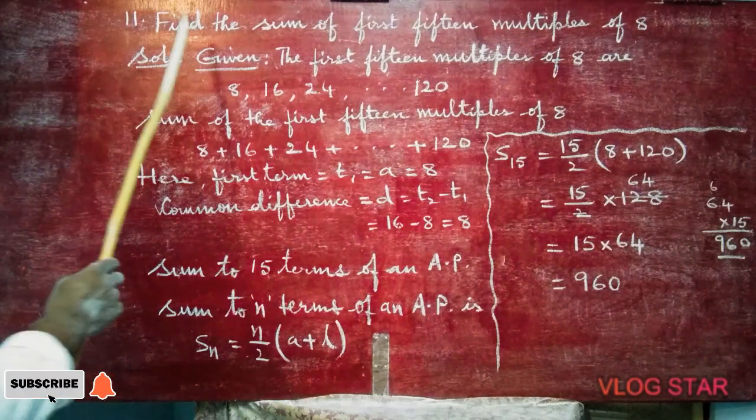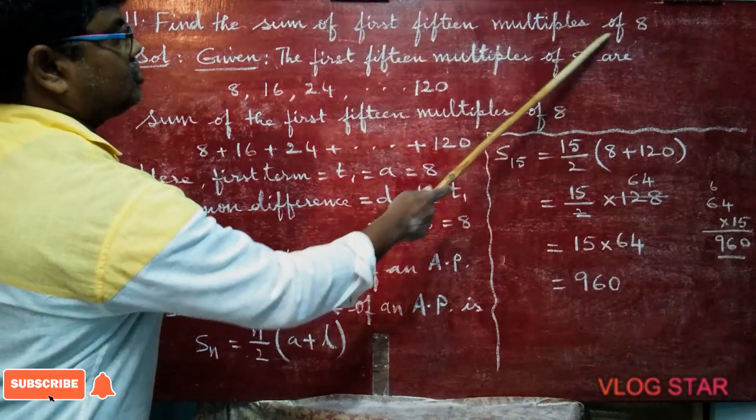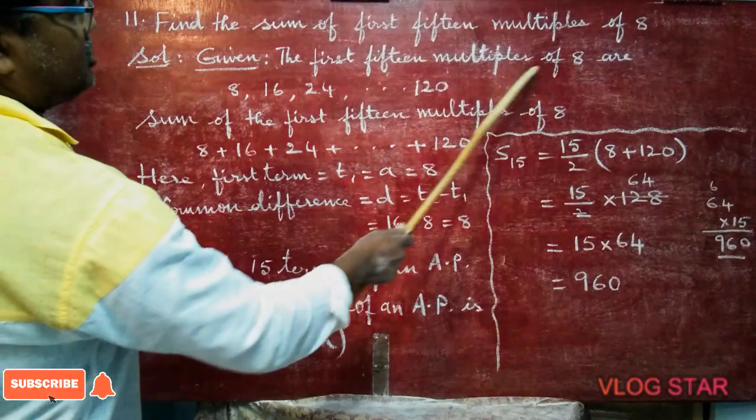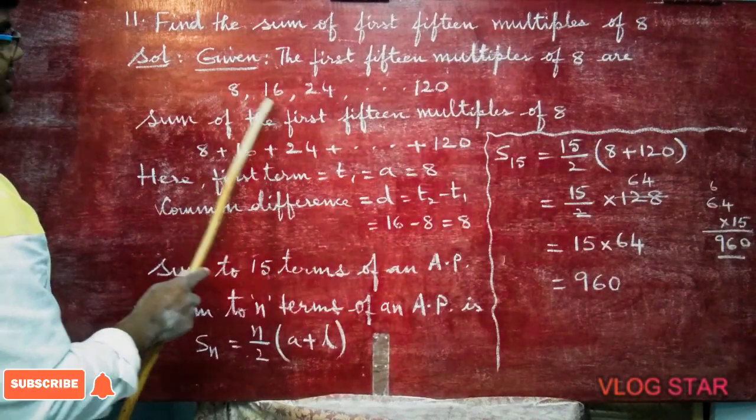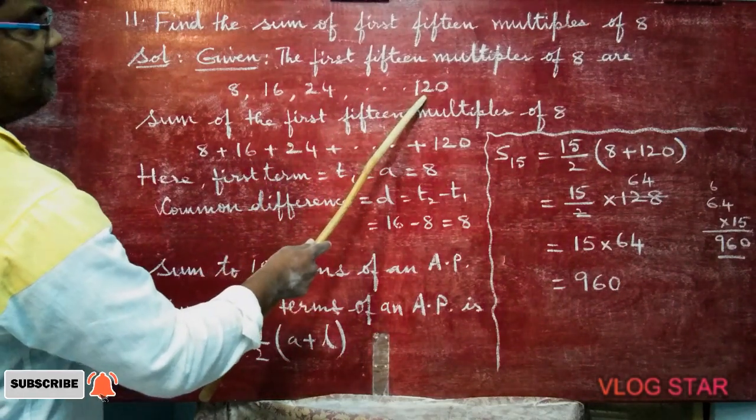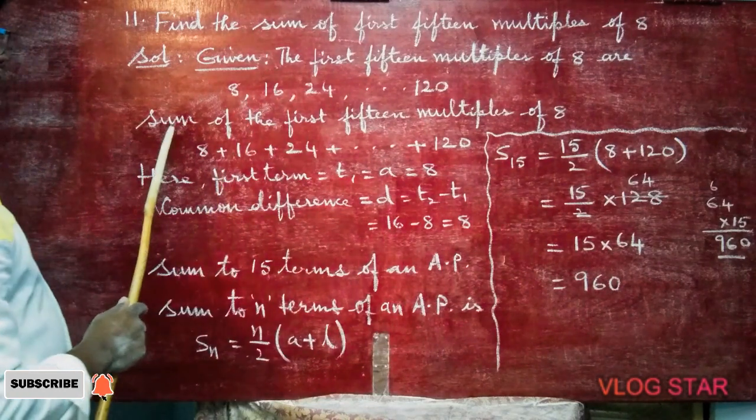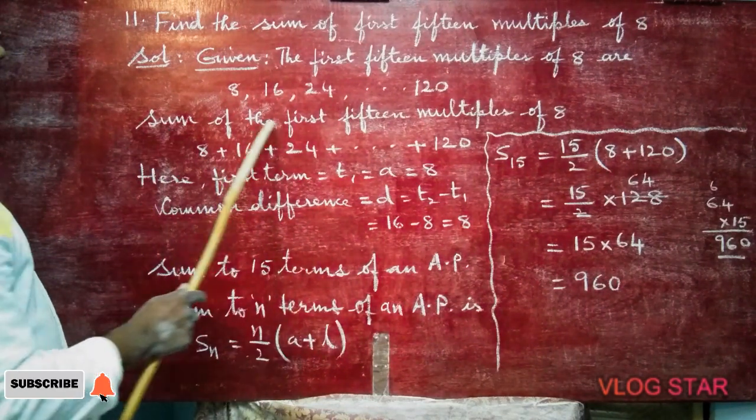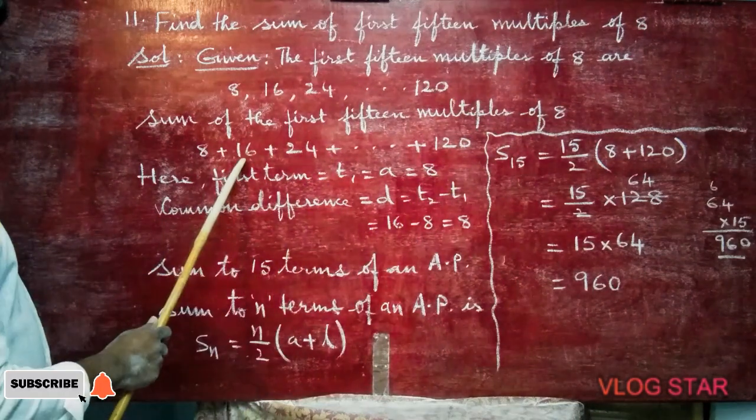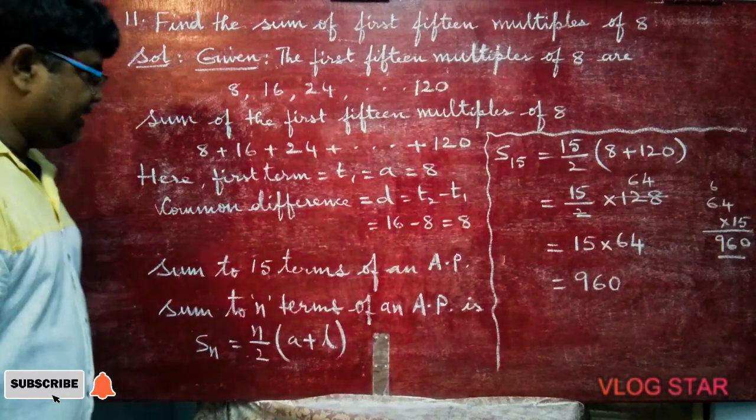11th problem. Find the sum of the first 15 multiples of 8. Solution given. The first 15 multiples of 8 are 8 ones are 8, 8 twos are 16, 8 threes are 24, and so on. 8 15s are 120. Now they are asking to find the sum of the first 15 multiples of 8: 8 plus 16 plus 24 plus so on plus 120.